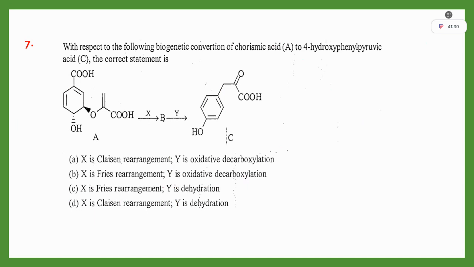This is your last question. Then we will move to photochemistry. With respect to the following biogenetic conversion of chorismic acid A to 4-hydroxyphenyl pyruvic acid C, the correct statement is... Basically, Aarti, here you have to draw the mechanism of how you have gone from A to C, and then tell under which rearrangement they have transformed this. Okay, I am also solving. So one thing is clear here, Claisen type of rearrangement is visible. One, two, three. Let me redraw here.